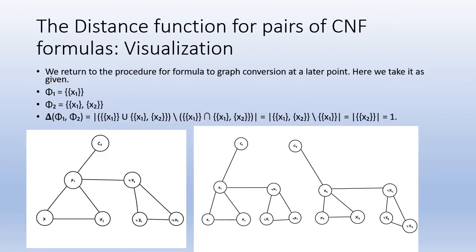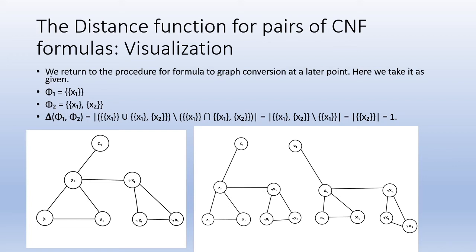In this slide, we can see both the multiset and graph representations for two formulas. We will return to the conversion from multiset to graph representation at a later point. For now, consider phi1 to be a formula on one clause with a single variable, x1, and phi2 to be a formula on two clauses and two variables, the first clause containing x1 and the second clause containing x2. The distance between these formulas is 1.